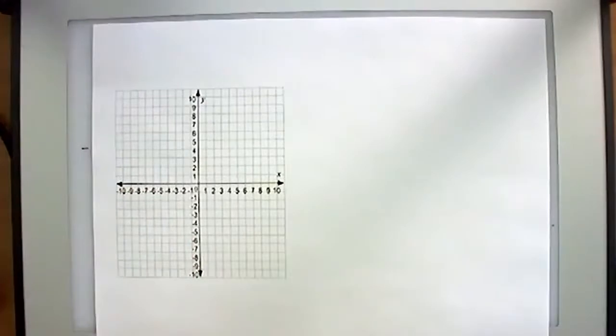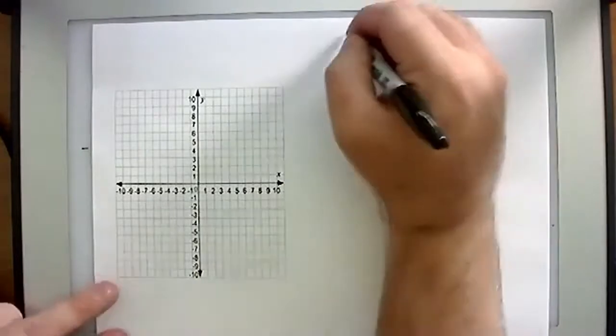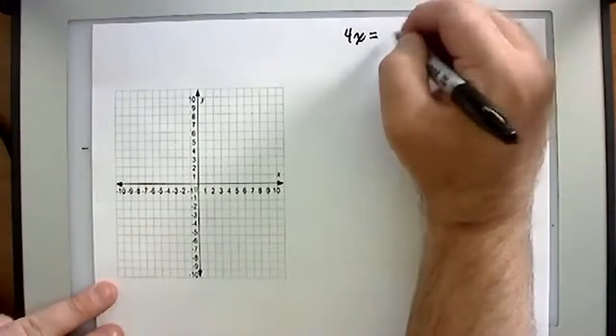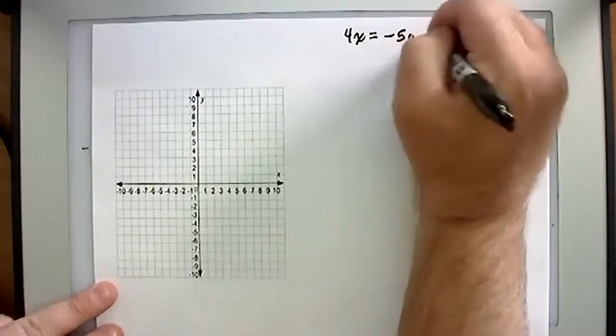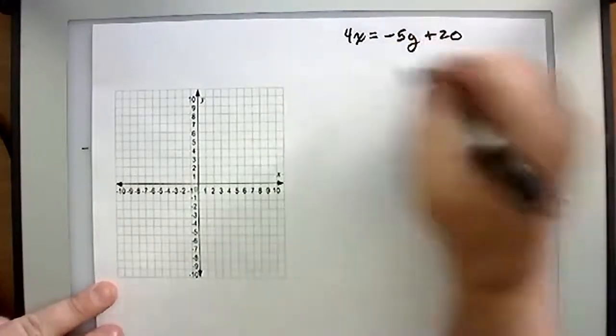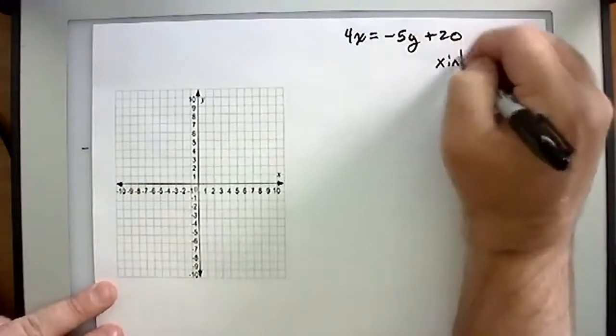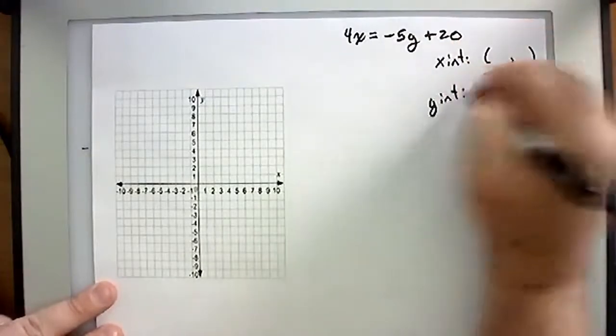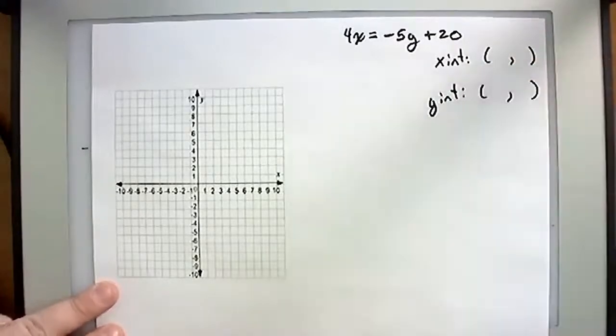So let's say, and again, they don't all look the same. It's probably not going to be in y equals mx plus b, because if it was, that's just how we graph it. Let's say I gave you 4x equals, I don't know, I want this to come out, -5y plus 20. Something like that. And again, I want to know what the x-intercept is. I want to know what the y-intercept is. And then I want you to graph with them. So fill in the part that you already know.